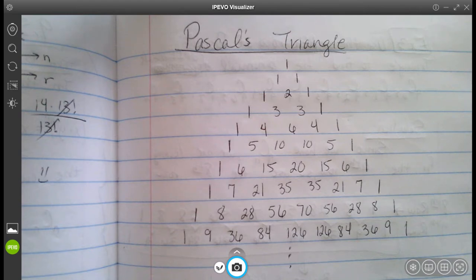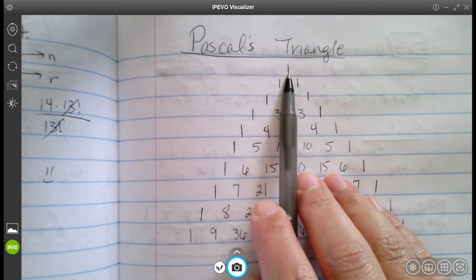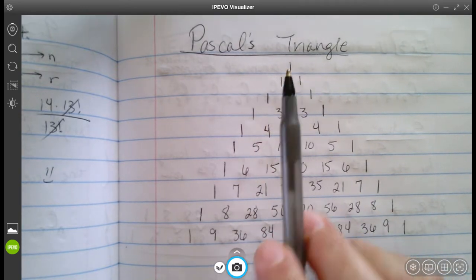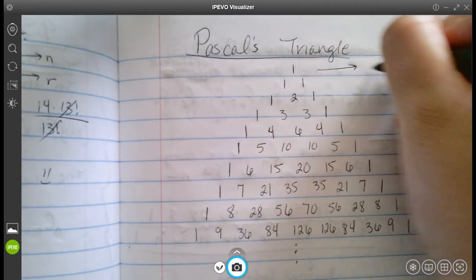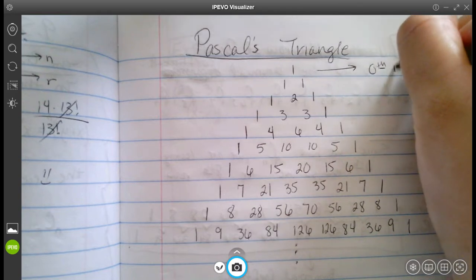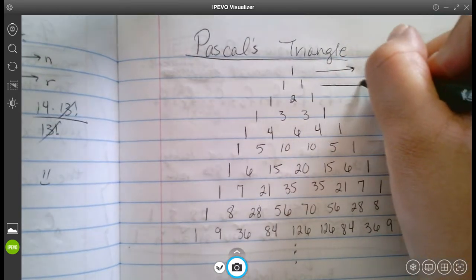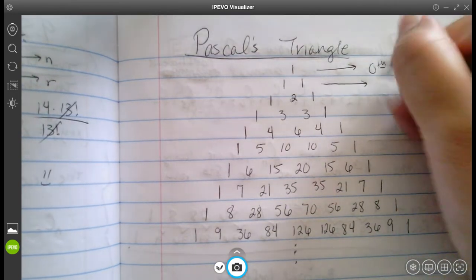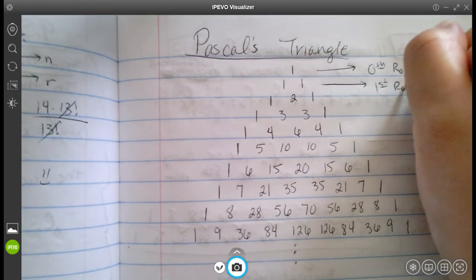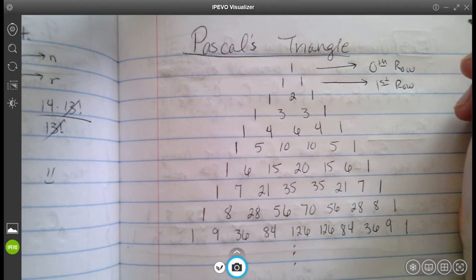The way it works is you start with a 1, okay? And this is actually considered row 0. So it's your 0th row, okay? The second row is actually going to be our first row. And I'll show you why in just a bit, okay?